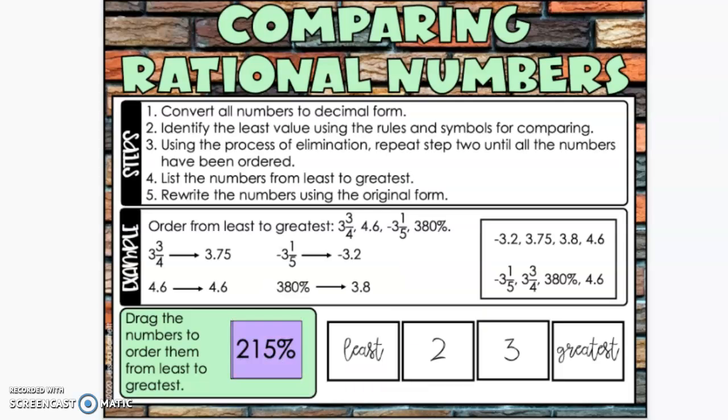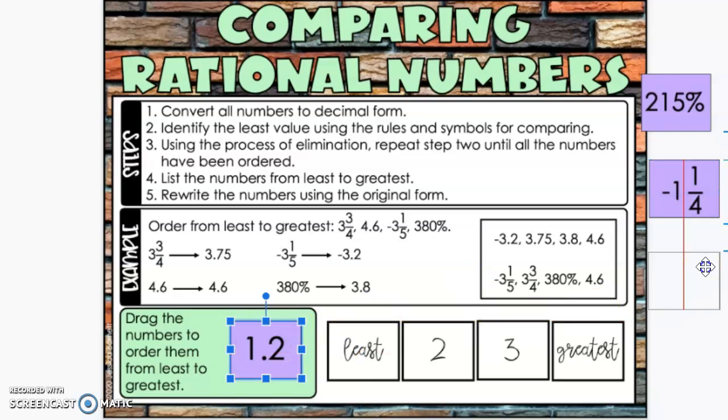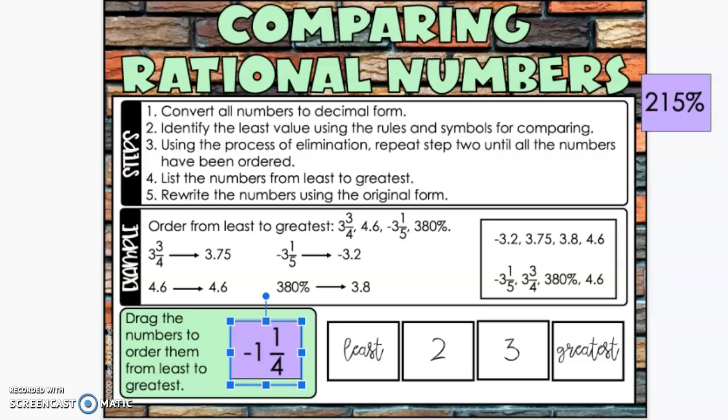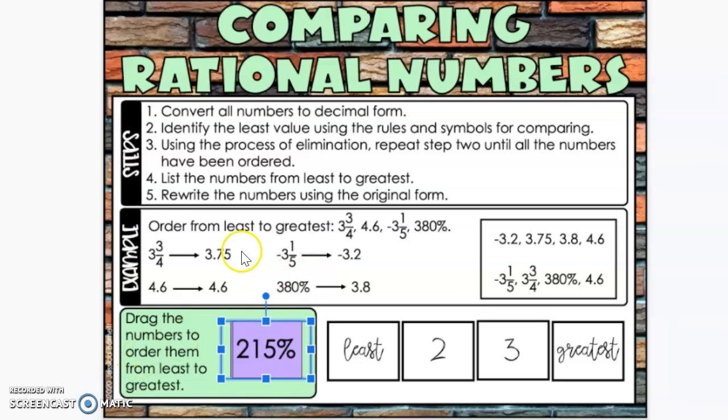And then the last slide is the same exact thing. You're going to compare these numbers and put them in order from least to greatest. And remember that sometimes you've got to put the fractions into decimals to compare all these ones, okay? So that is your job today. Use your notes from yesterday, remember, and right here it tells you the steps on how to do that, to remind you how to do that.